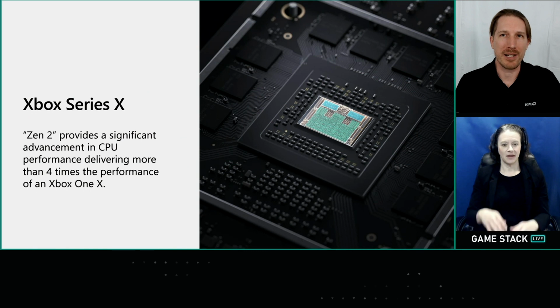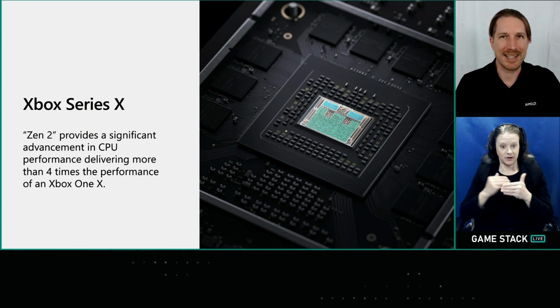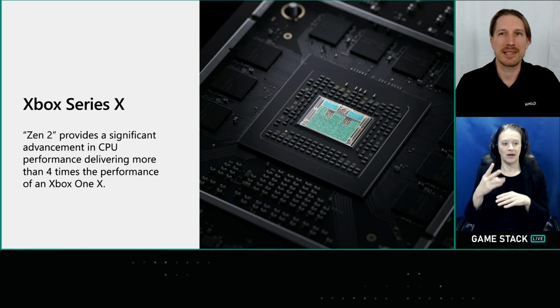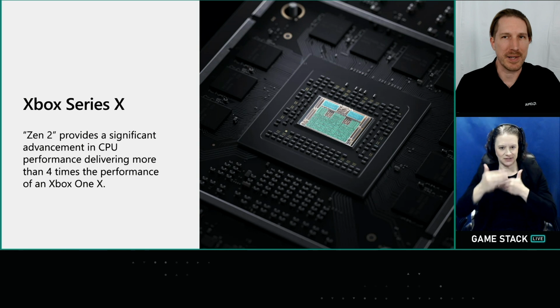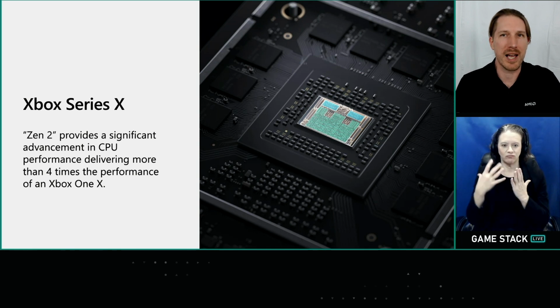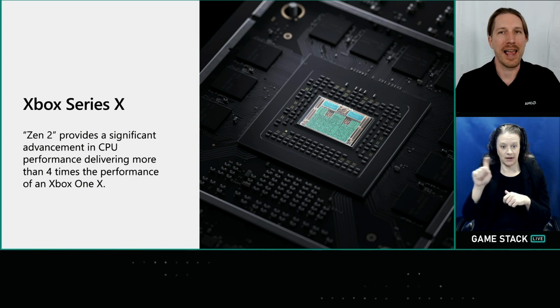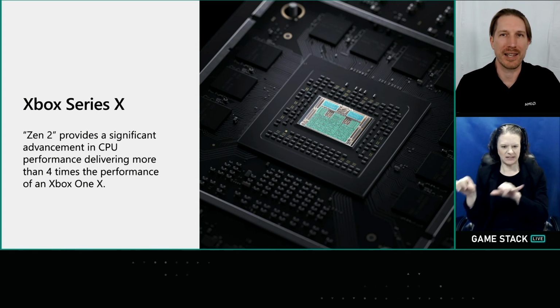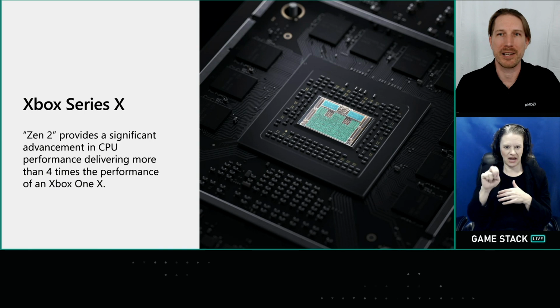The custom-designed processors in the Xbox Series X and Xbox Series S leverage Zen 2 CPU and RDNA 2 graphics architectures. Zen 2 provides a significant advancement in CPU performance, delivering more than 4 times the performance of an Xbox One X. Note, Renoir has a similar CPU architecture, core count, and cache size, but a very different memory and graphics design.